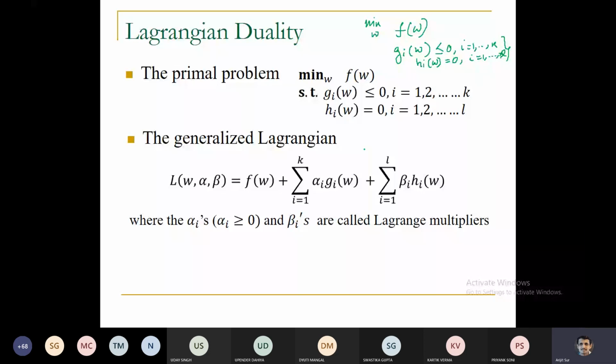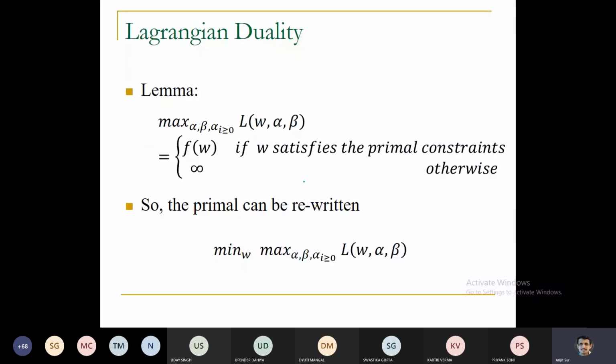Now, how to solve it, we'll see later. Now, this is called Lagrangian duality. In Lagrangian duality, there is one lemma. That lemma says that the maximum over alpha, beta, with alpha greater than or equal to 0, these being the Lagrangian multipliers, of this L is equal to the primal problem. Now, f(w) is the primal problem.